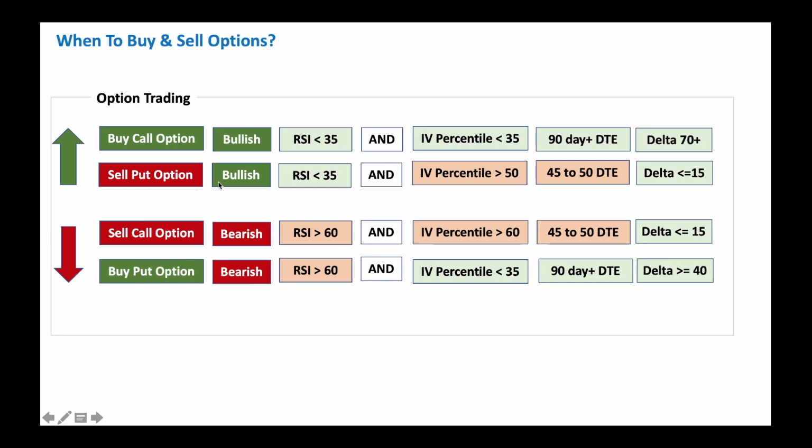Selling a put option is a bullish strategy. Make sure RSI is below 35, or below 40 sometimes, and make sure IV percentile is above 50, and always go 45 to 60 days expiration, and make sure delta is less than or equal to 15, or probability of touch, as we looked at, is 30 or lower. So with that, thank you very much.